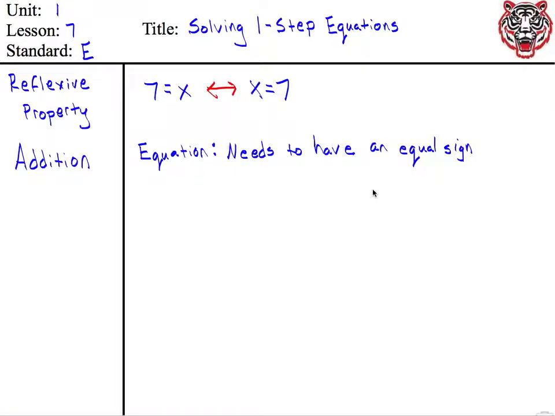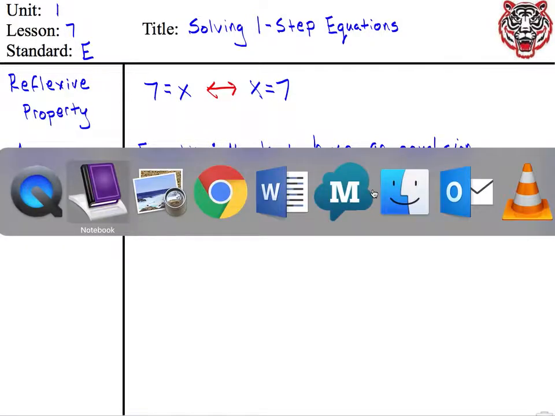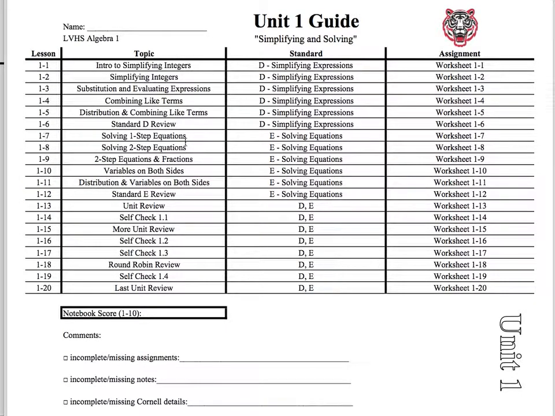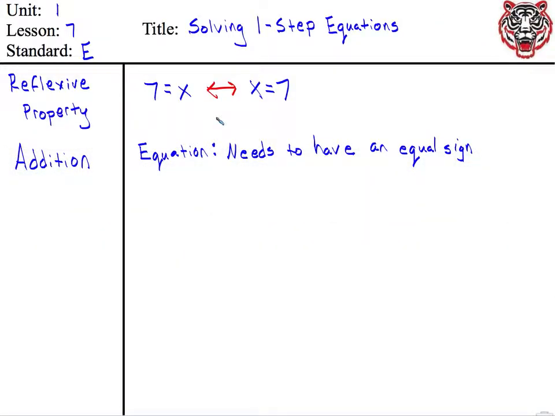All right, this is Algebra 1, Unit 1-7. We are solving one-step equations. We are on Standard E because Standard E goes with 1-7. So coming back to our problem, we are talking about the reflexive property where 7 equals x is the same thing as x equals 7. And now I'm asking about the definition of an equation, and our definition that we came up with as a class is it needs to have an equal sign. If you have an equal sign, then you have an equation.